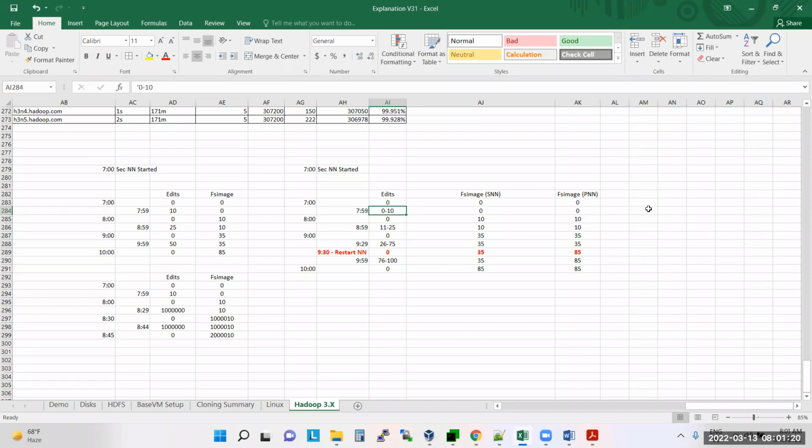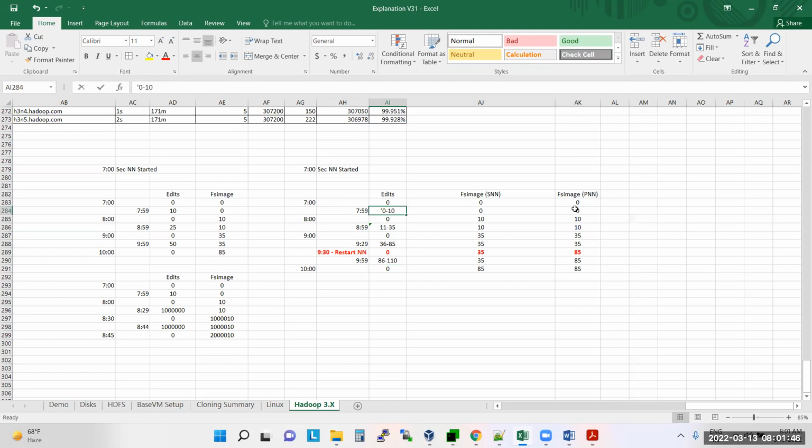0 to 10, 10 to 35. 10 to 35 means 11 to 35. So you got 35 here. So 25 new got added here. Then here 36 to 85, and 86 to 110. So now you see here, 86 to 110 means okay.